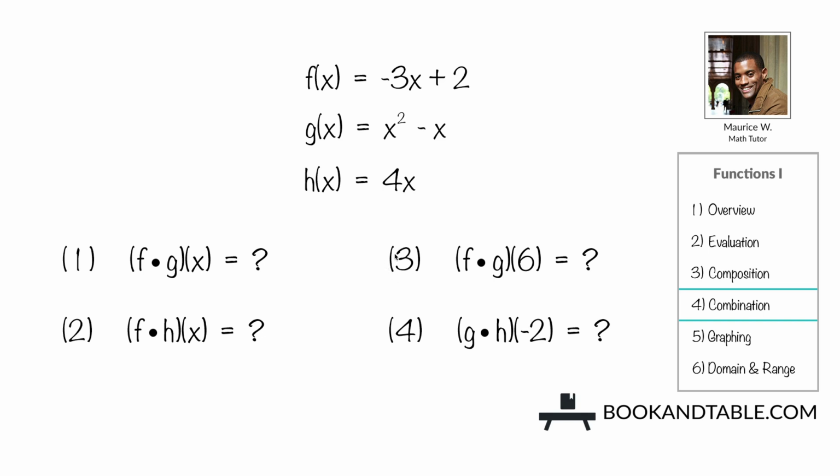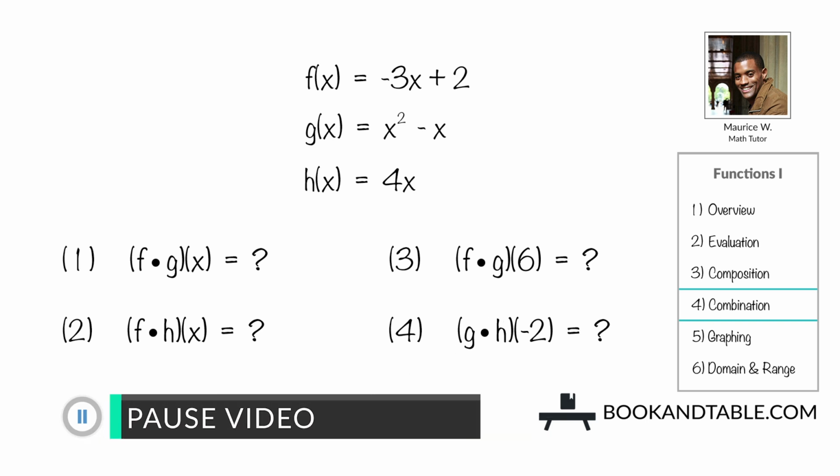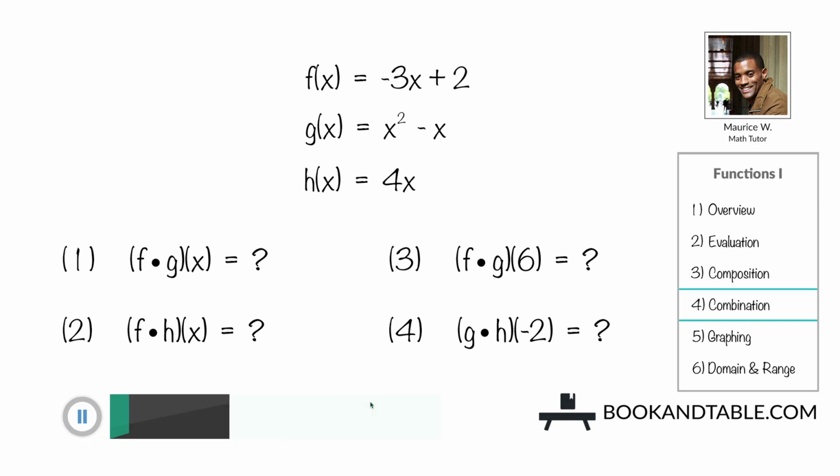Question number 3, what is f times g of 6 equal to? And question number 4, what is g times h of negative 2 equal to? Pause the video, answer these questions, and then press play when you are ready to begin.